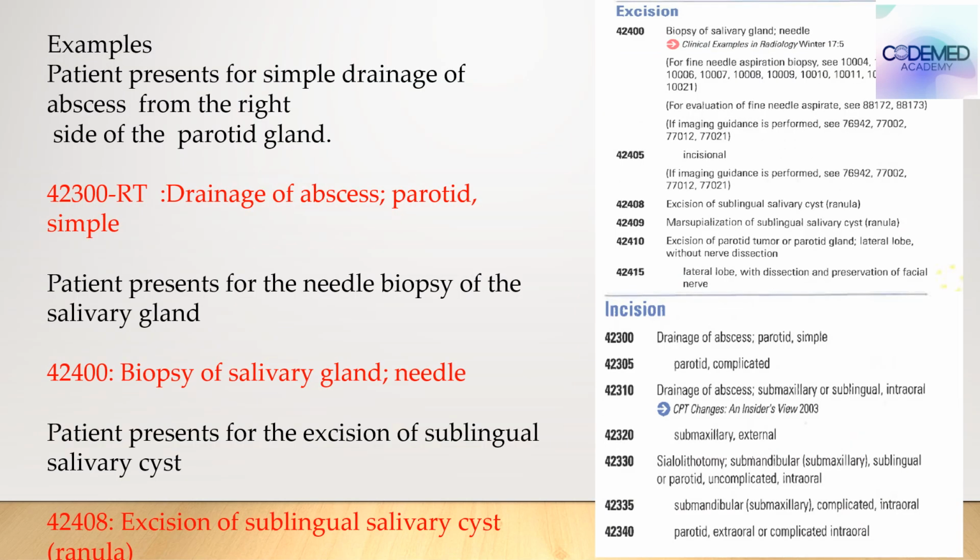So let us take some questions. The first question: the patient presents for simple drainage of an abscess from the right side of the parotid gland. Remember, the parotid gland is in pair. Whenever you are doing abscess drainage, we will have to put the modifier RT here, because if you see code 42300, it is drainage of abscess, parotid, simple, but there is no mention whether it is bilateral or unilateral, so I'll be putting the modifier RT. And if it is a bilateral procedure, we will have to put modifier 50.